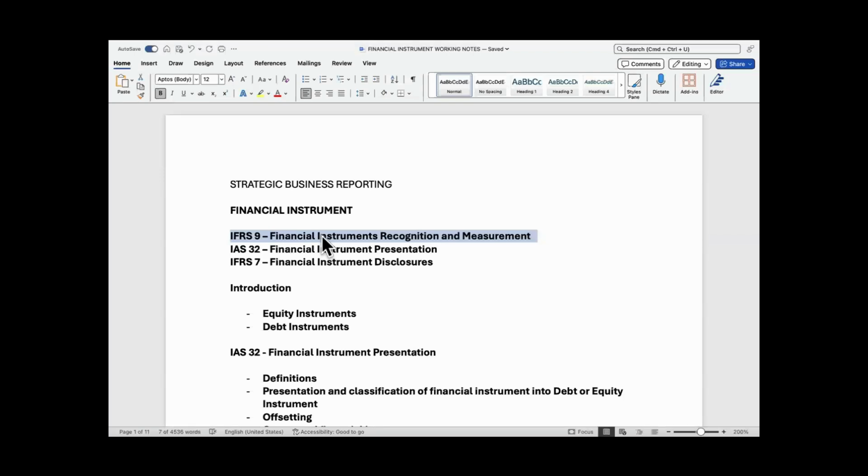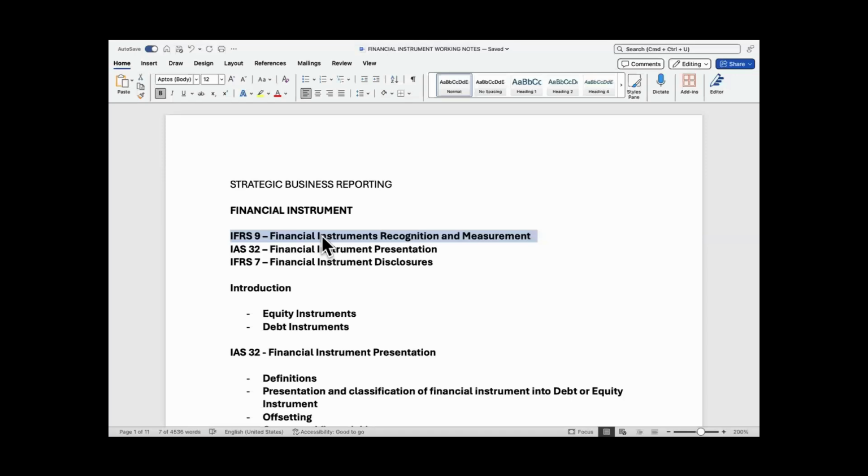Immediately, we went on to derecognition. We started with derecognition of financial assets. And I told you that financial assets can be derecognized when two criteria occur. Number one, when an entity's right to the contractual cash flows has expired.